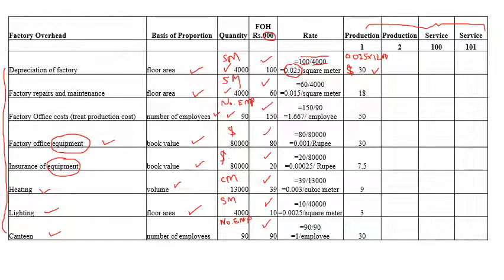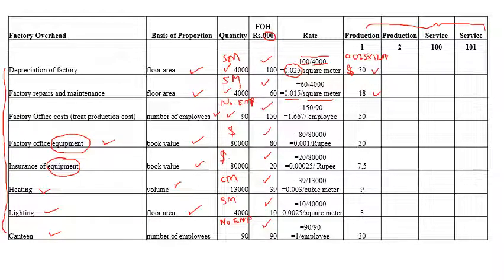Similarly, factory repairs and maintenance had a $60 FH. You will divide again by the total floor area of the factory, which is 4000. You will get 0.015 rate per square meter. And if you multiply 0.015 by 1200, because 1200 is department 1 floor area, you will get $18.